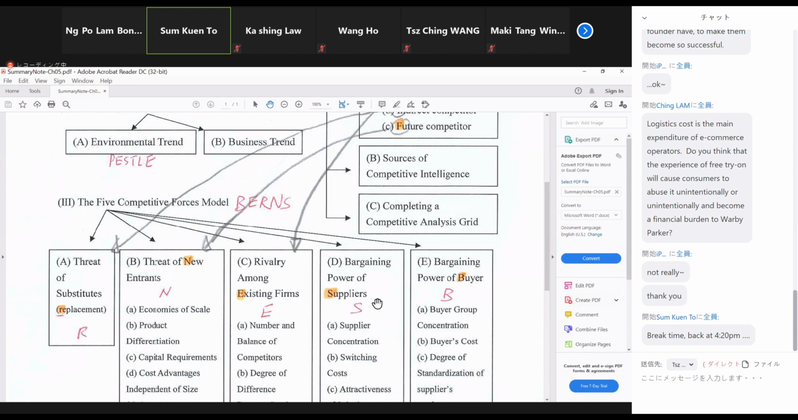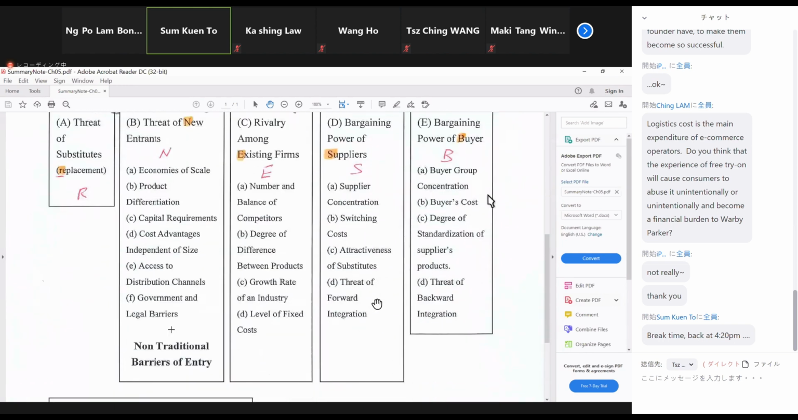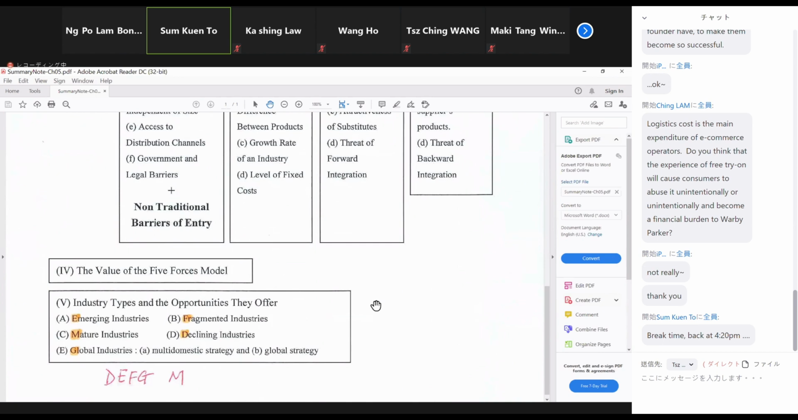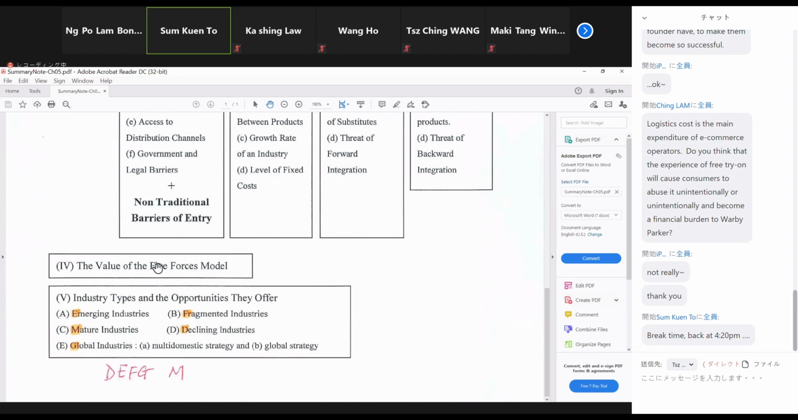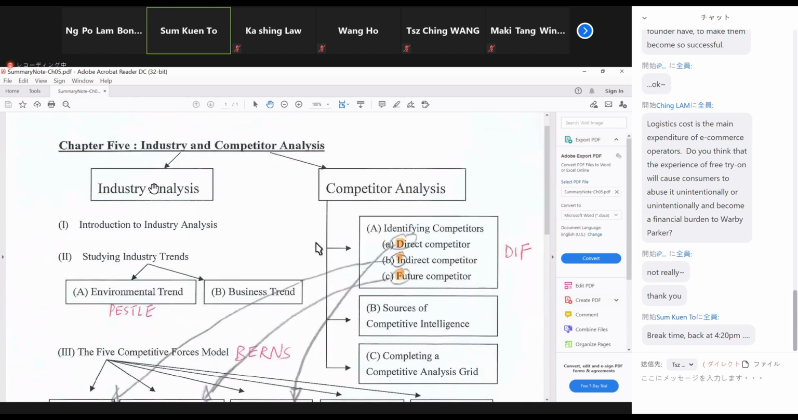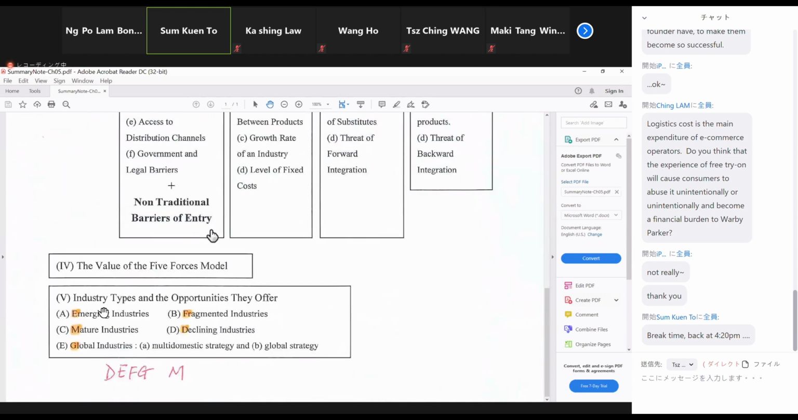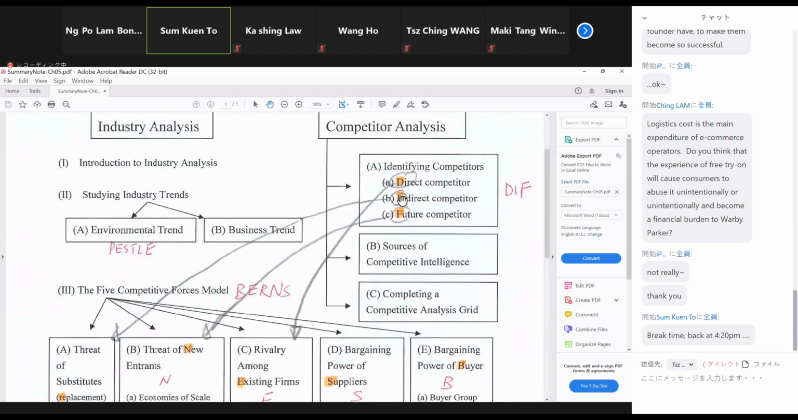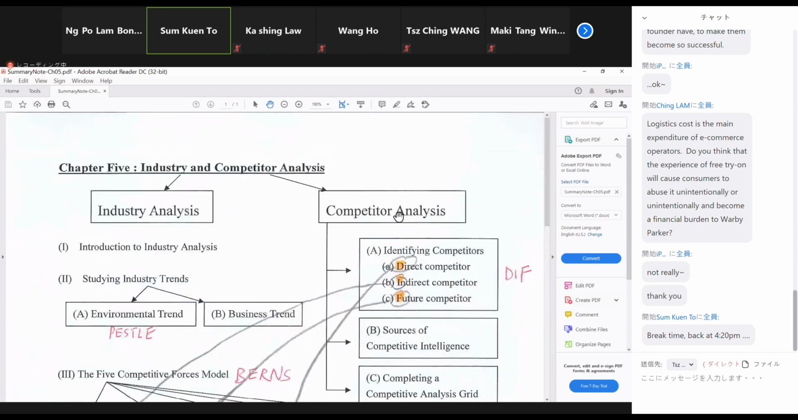After this, I will continue with a few PowerPoint slides talking about different types of industry, because the topic here is industry analysis. So we will cover 5 types. The 5 types of industry are not ABC, but DEFGM. This is what I will start talking about in the next few minutes. And after this, we go to the second half of the lecture notes, talking about the competitive analysis.